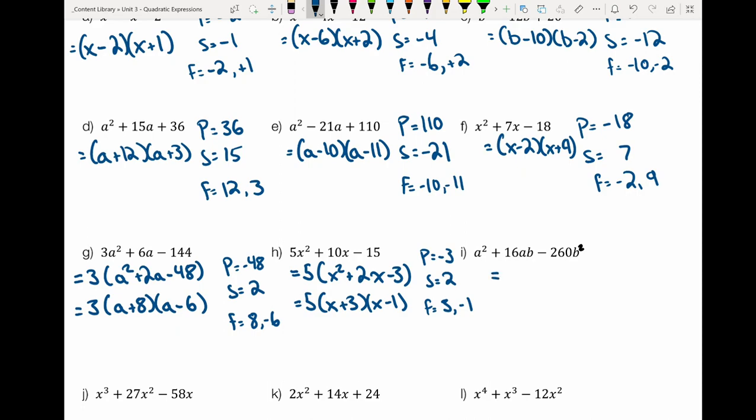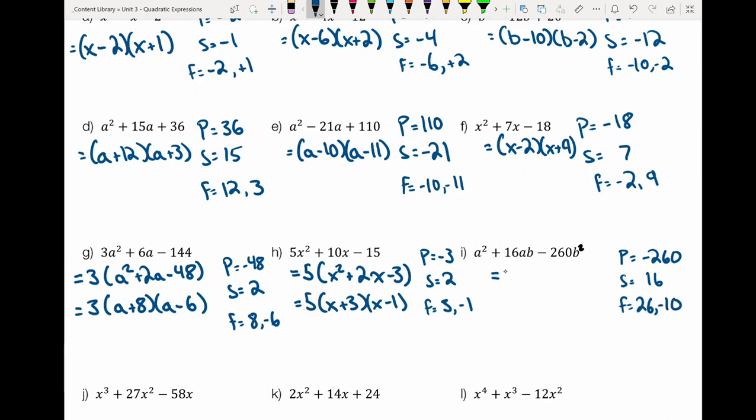So I'm going to check to see for a common factor. I can't common factor anything. I'm going to look for my product and sum then. My product is -260. My sum is 16. My factors, one should be positive, one should be negative, the larger being positive because my sum is positive. In this case, we'll get 26 and -10.